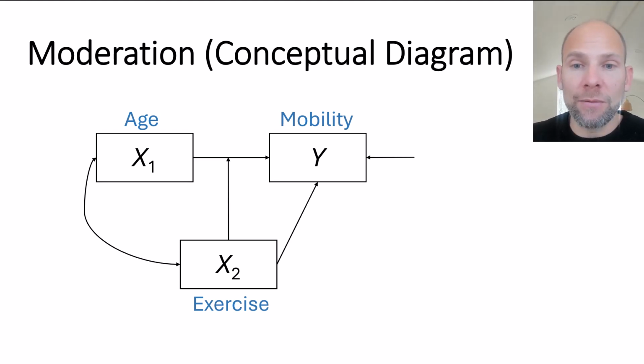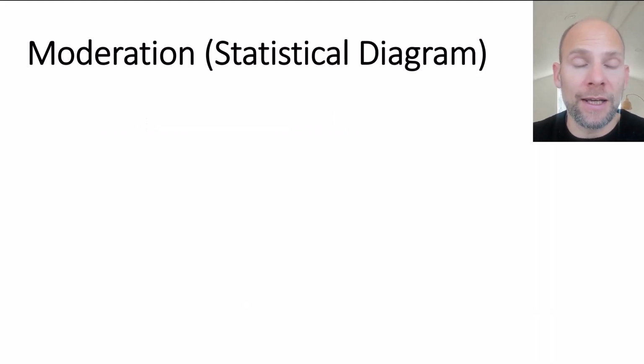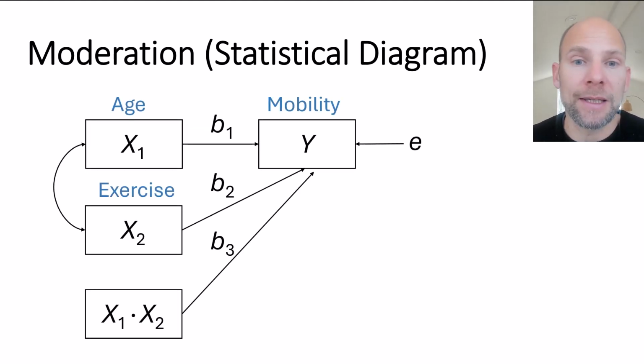So as a result, this model is statistically described differently and estimated differently, and that can be seen best with a statistically more appropriate alternative representation of the same model, which you can see here. So here you can see again, mobility is our dependent variable, age is our first predictor variable X1 with a coefficient b1. Exercise is the second predictor in the model with a coefficient b2.